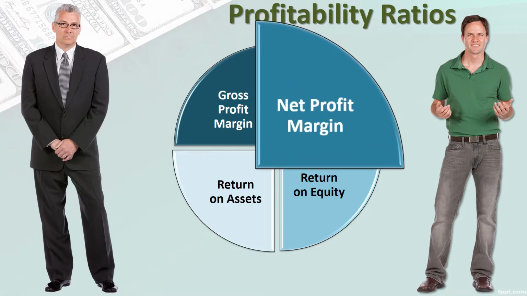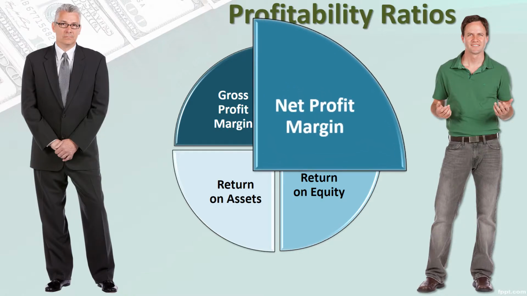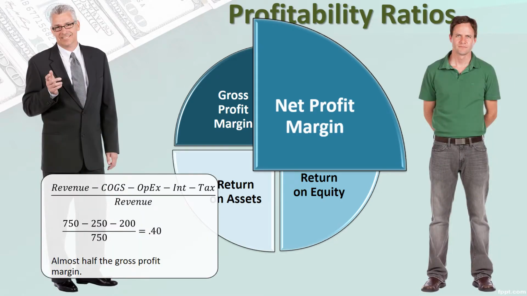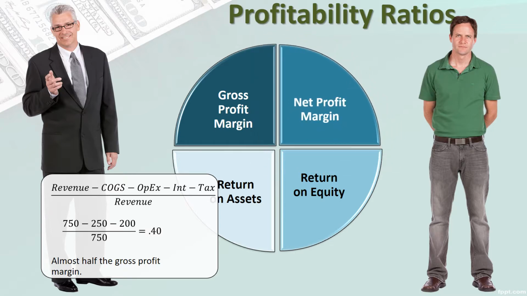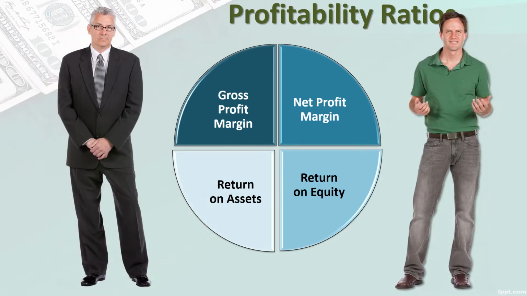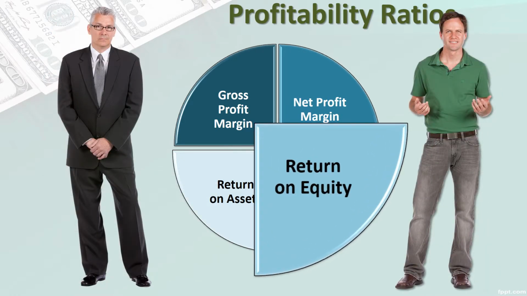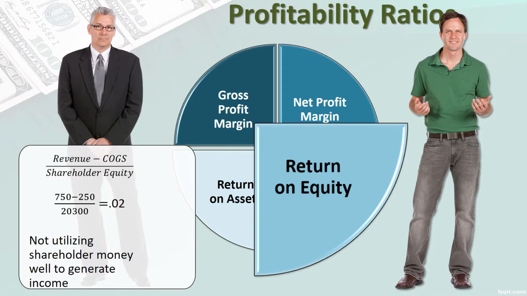XYZ's net profit margin is skewed because our ledger didn't show a lot of operating expenses, such as utilities and interest. So taking our $750 revenue, subtracting $250 COGS, $200 in operating expenses, and then dividing it by the $750, we get a ratio of 0.4 for our net profit margin. This is about half of our gross profit margin, which means that our profit is very sensitive to our other operating expenses.